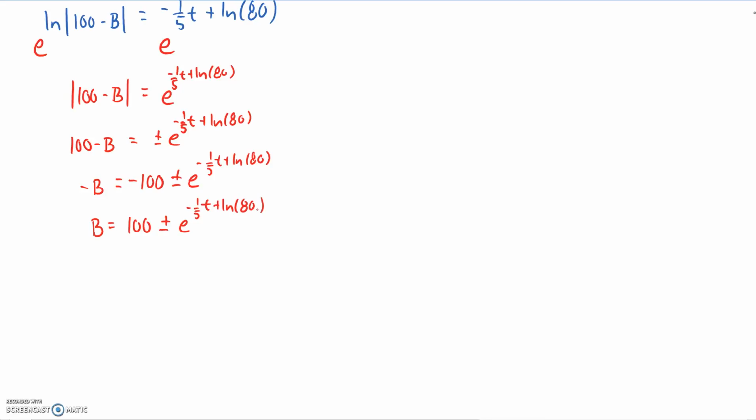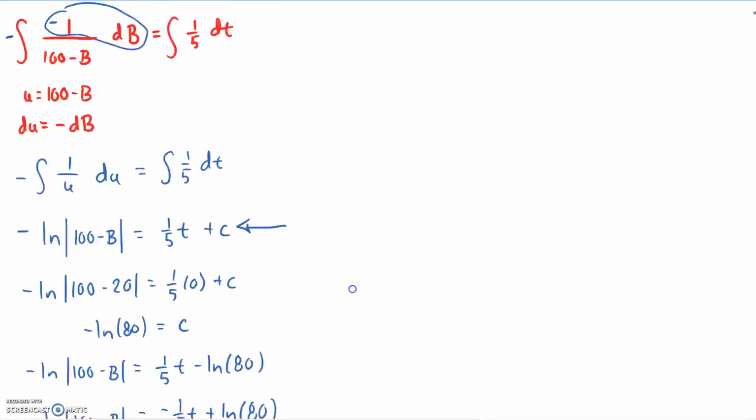And then the last thing we want to do is check whether it's the plus or the minus that would match our initial condition of b of 0 equals 20. When I plug in 0 for t, that becomes e to the natural log 80. E to the natural log of 80 is 80. And then I want 100 minus 80. That would be 20, when 0 is plugged in for t. So I want to keep the minus. b is equal to 100 minus e to the negative 1/5 t plus natural log of 80.